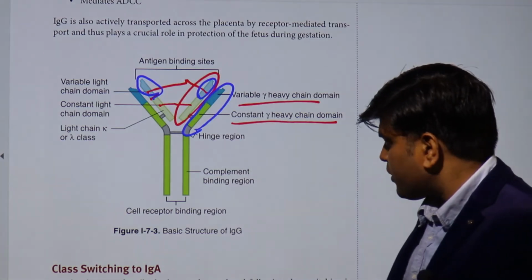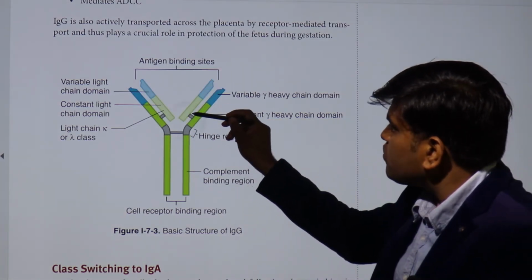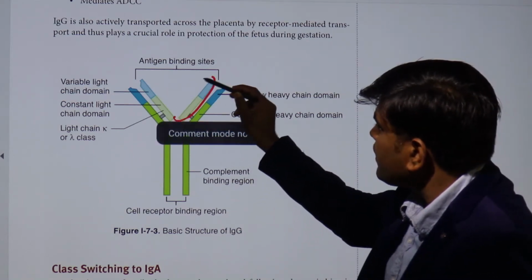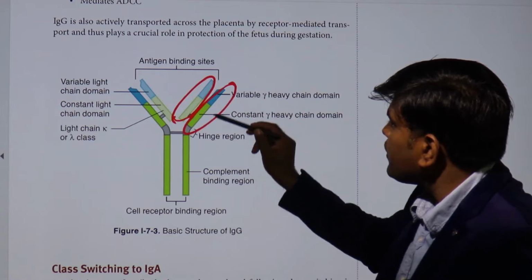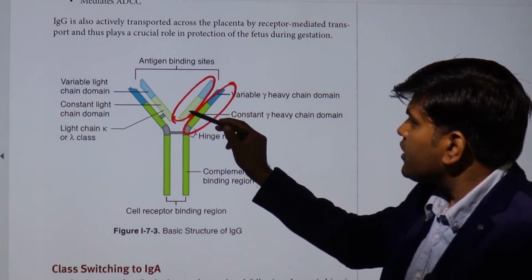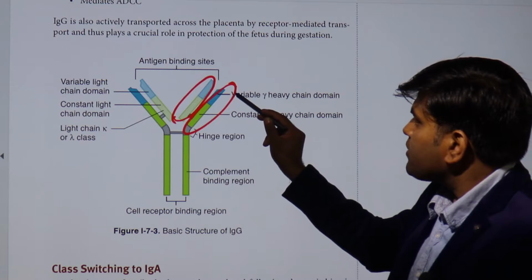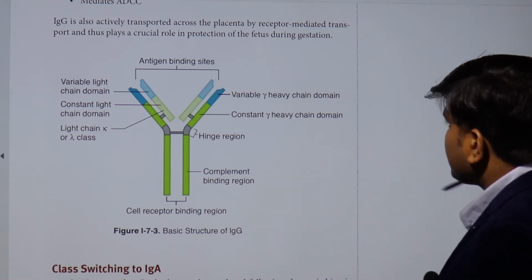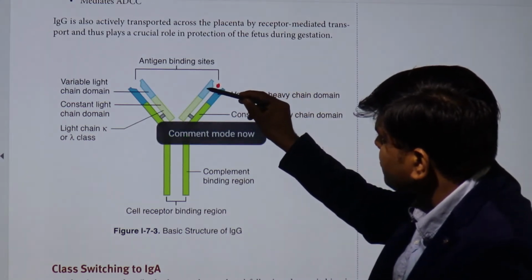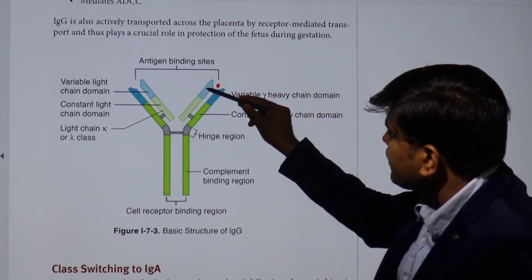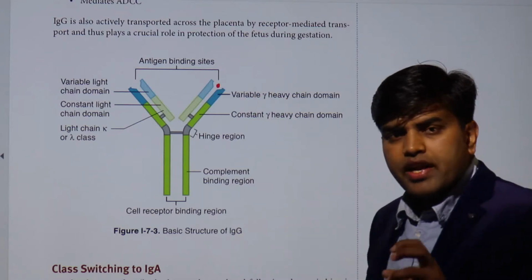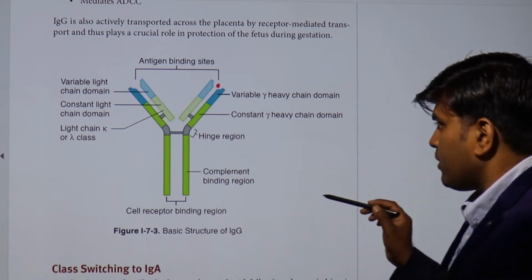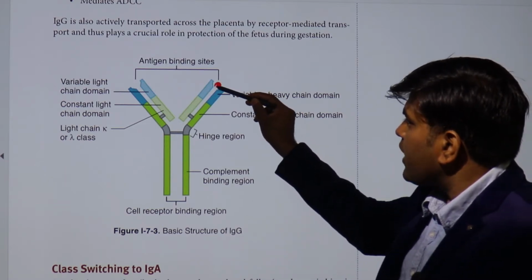You have to understand that this one is the light chain and this one is the heavy chain. Each has a variable region and a constant region. One more important thing is that this portion, formed by both the variable region of the light chain and heavy chain, is where antigen binds. This is called the antigen binding site.